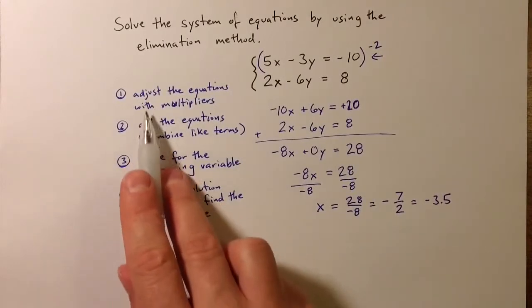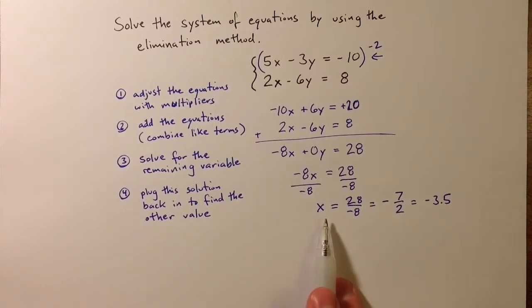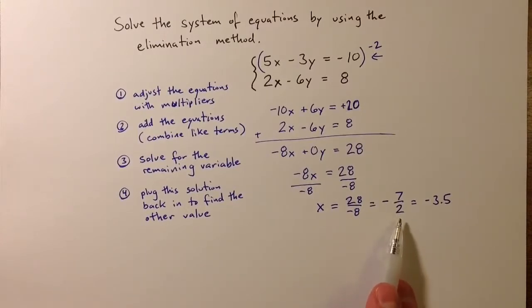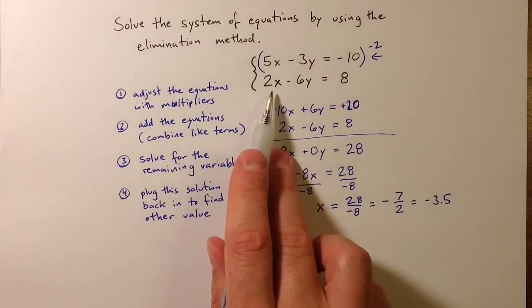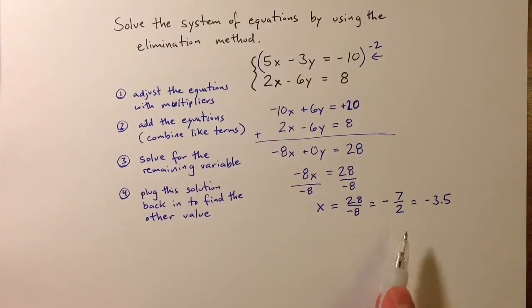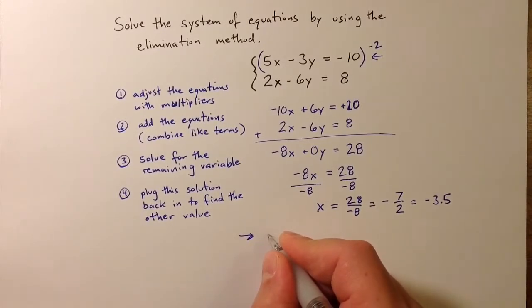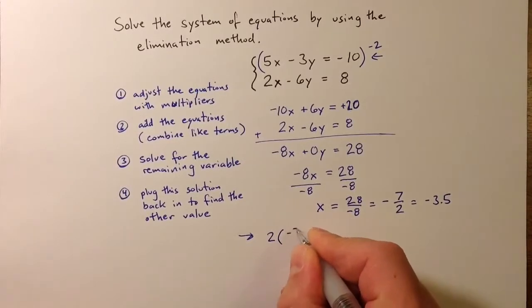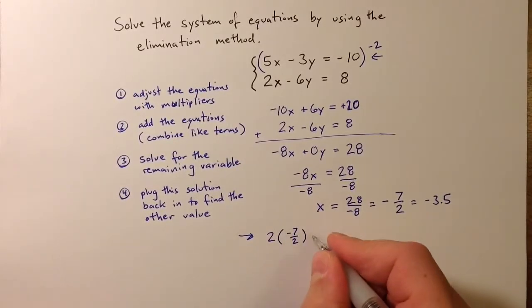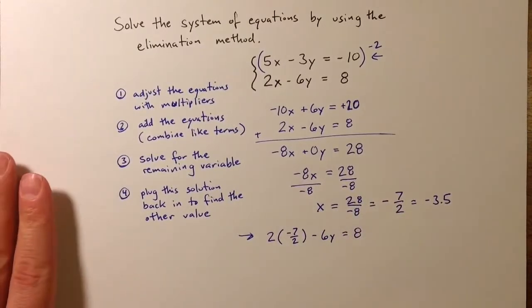So we've done steps 1, 2, and 3. We found the value for one of the variables. We want to plug that back in to one of the expressions to find the value of the other. Since we have 2 in the denominator, I'm going to plug it back into the second expression so that multiplying by 2 will cancel that out. So for step 4 here, if I take 2 times the solution we found for x, I can now find a value for y.